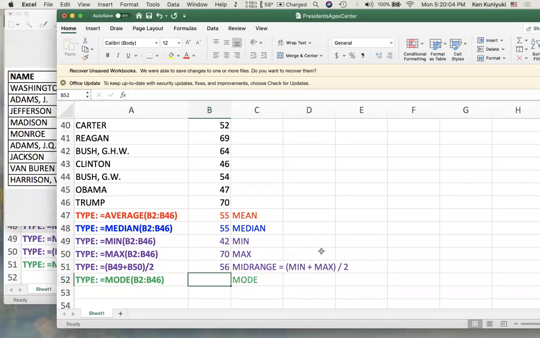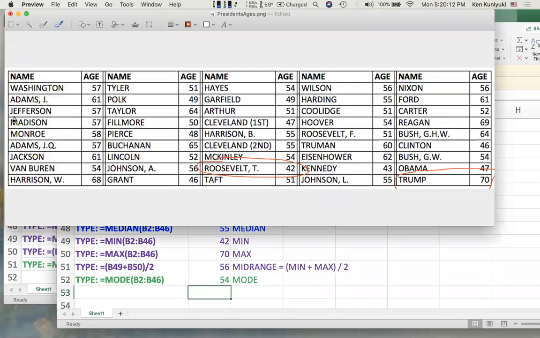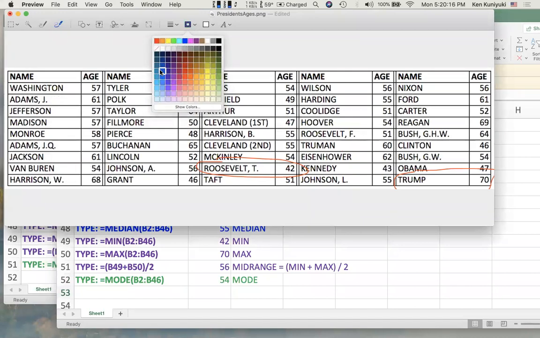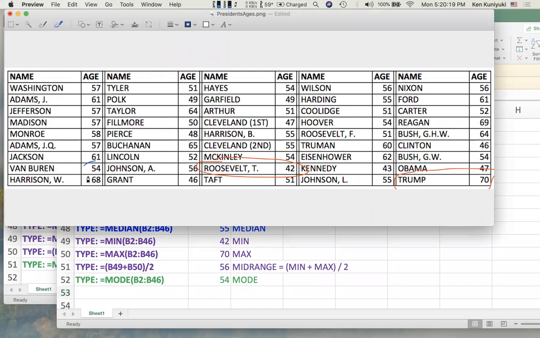However, I don't blame you if you need mode for this data set, the presidents data set. Mode from B2 to B46, 54 years. 54 was the most frequent, okay? In blue, let's try to pick them up. 54, see Van Buren was 54. Let's see, Hayes was 54. McKinley was 54. Okay, the man whom Teddy Roosevelt succeeded.